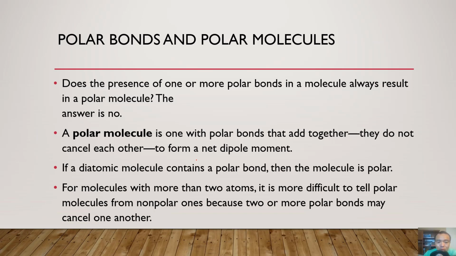When polar bonds are formed, and if the polarity of each bond is not totally cancelled out, then we have a polar molecule. So basically, a polar molecule is one with polar bonds, that's the precondition, with polar bonds that add together and they do not totally cancel out each other. So you will form a net dipole moment.